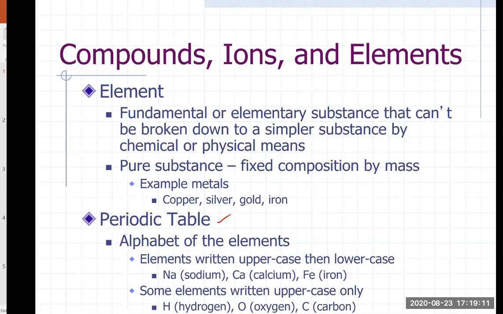I try to give also periodic tables that have names. I don't expect you to memorize names and symbols. What'll happen is, in the case of working with the periodic table, you'll automatically start to memorize these things. So it won't be a side effort that you have to make.